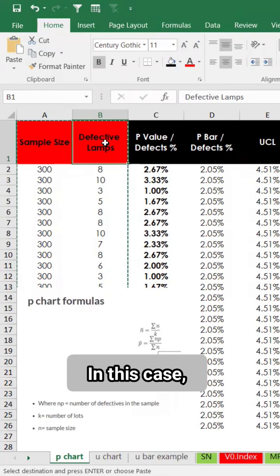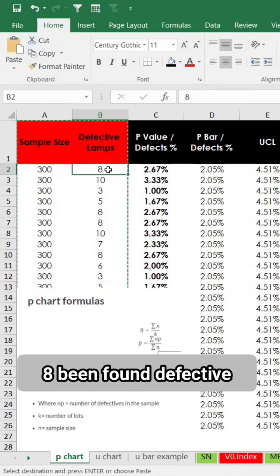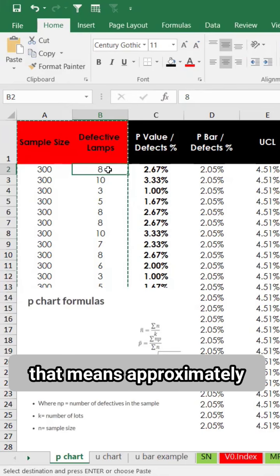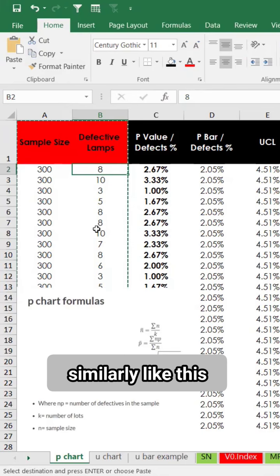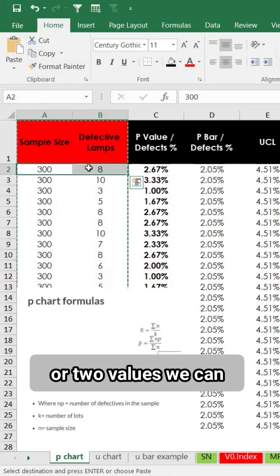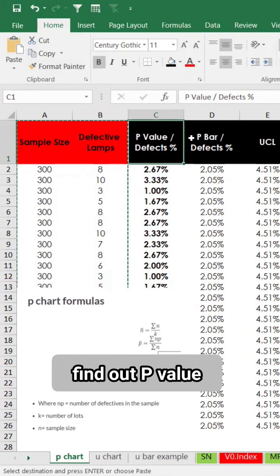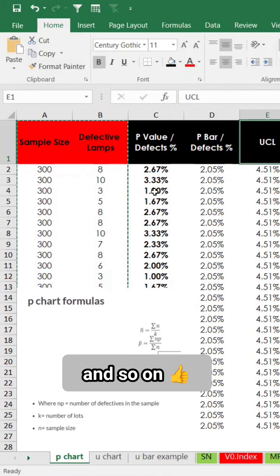In this case, we are going to take a look at defective lamps. 300 samples have been tested and 8 have been found defective. That means approximately 3% found to be defective. Similarly like this, with these two columns or two values, we can find out the individual p value, p bar, UCL, LCL, and so on.